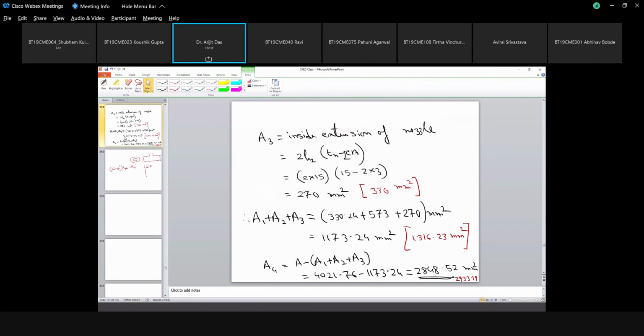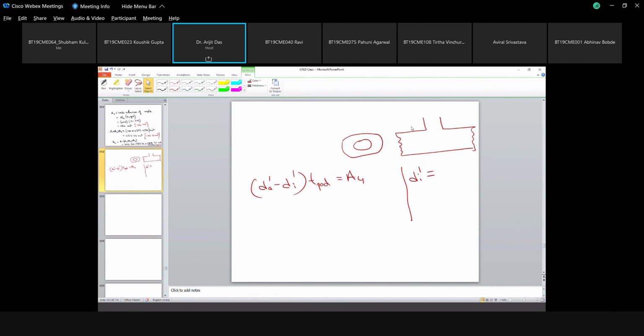So in the last slide, A4 equal to 2848.52, and for the reinforcement pad, what is the value of the DI? You see the figure.